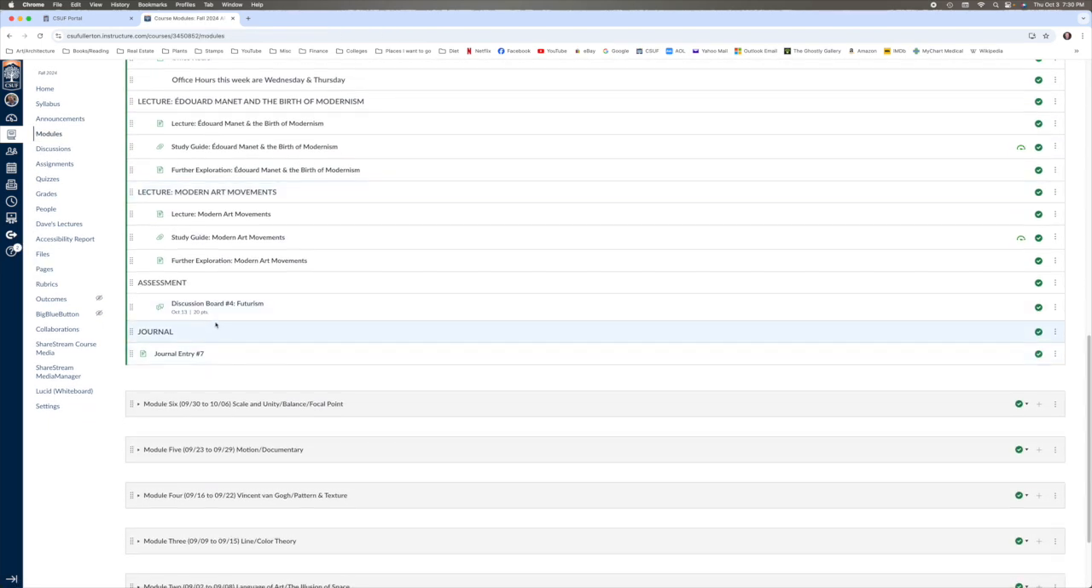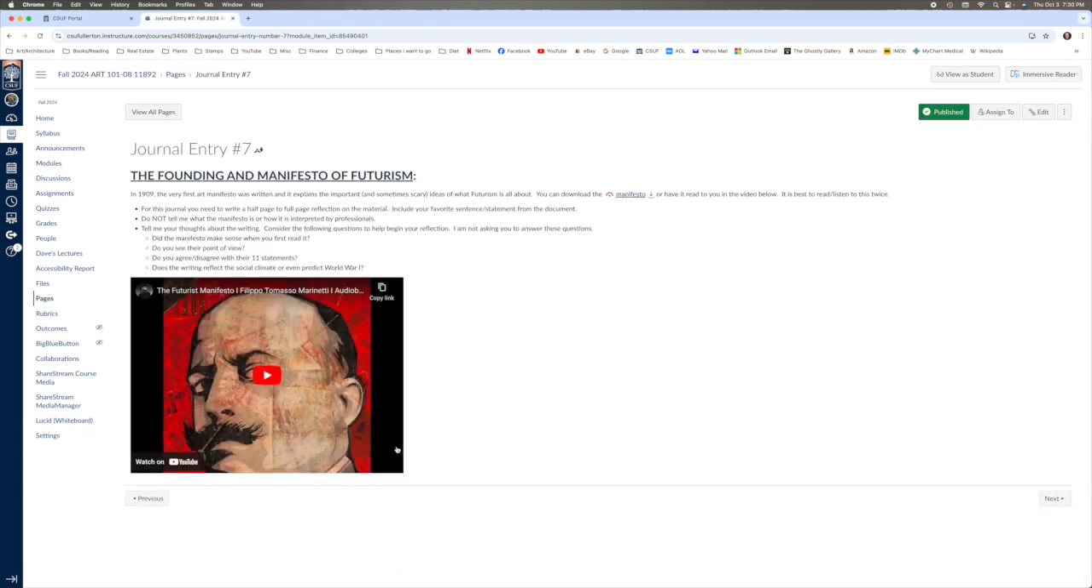Let's cover journal number 7 first. Journal 7 deals with one of the coolest art historical writings, the founding and manifesto of Futurism. Most of us just call it the Futurist Manifesto. This is the very first time we have a manifesto, literally a writing from the artists who create this art about what it's about and what their ideas are.